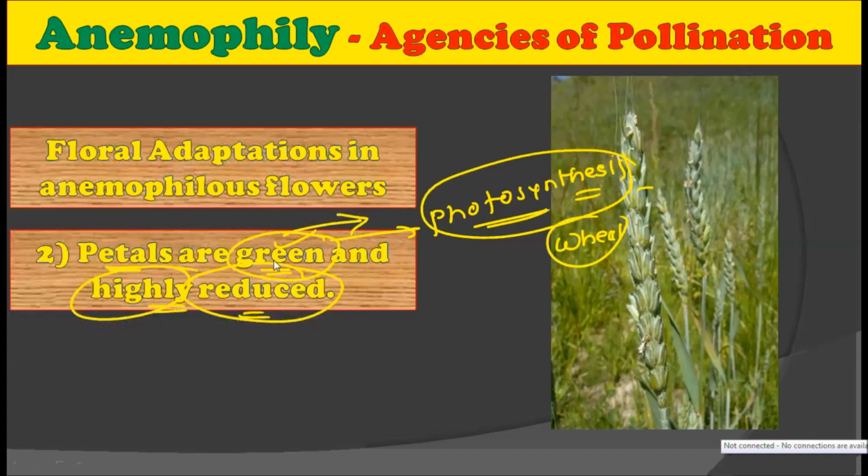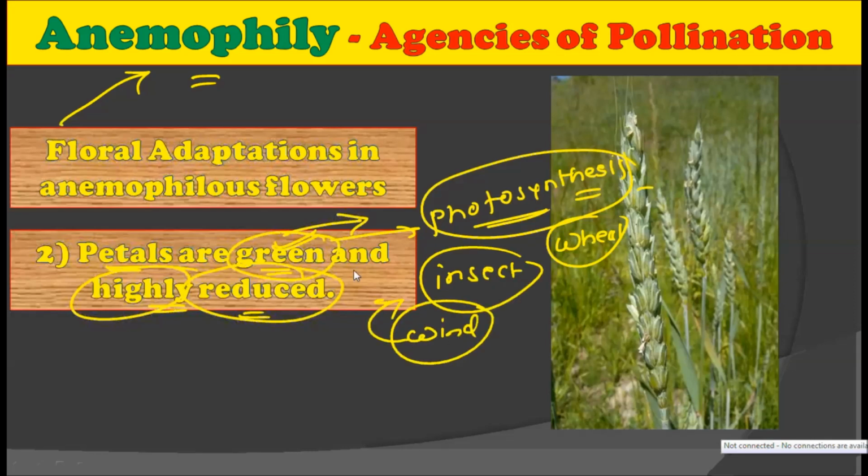So this is an advantage of having the green colors. On the other hand, having the bright colored flower has no advantage for the anemophilous plants because their pollination is not dependent on the insect, but their pollination is always dependent on the wind. So the anemophilous plants, which are dependent on the wind for their pollination, do not require the bright color. So they have the petals which are green in color and they can also perform the photosynthesis.